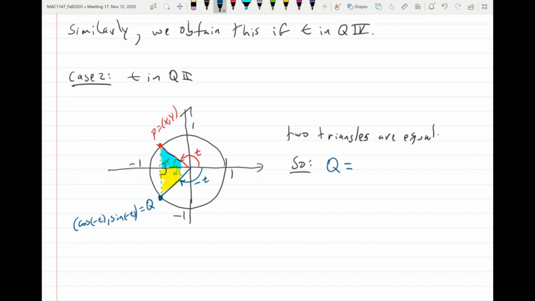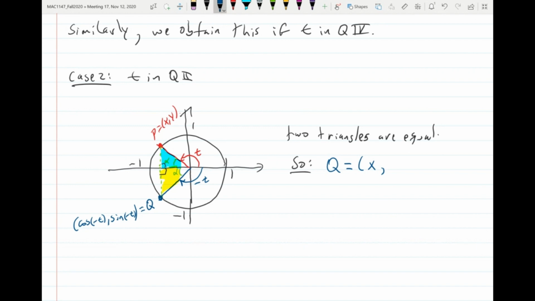So be careful, honey. If you say negative X, you're sending X to the other side. We already know that X is negative, right? If we're in quadrant 2, we know that X is negative. Very good. So, looking at the picture, it is straightforward to see X is the same. So Q is going to be X, comma, and what's the Y value of Q?